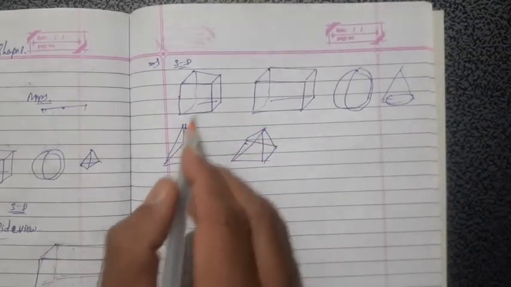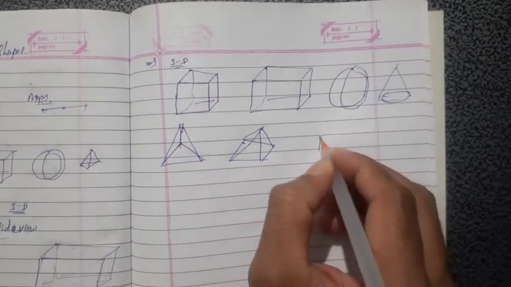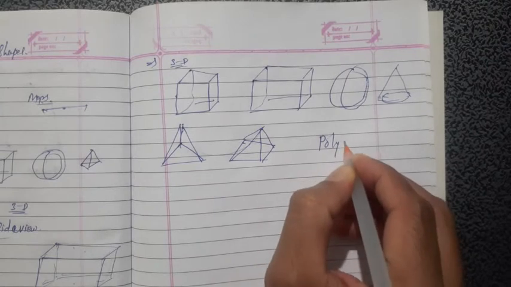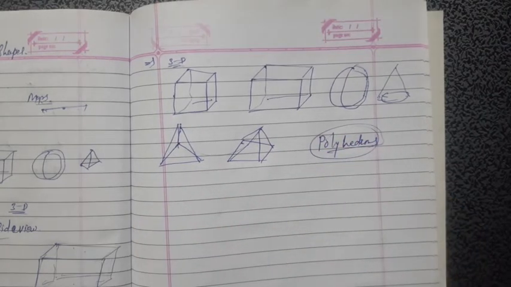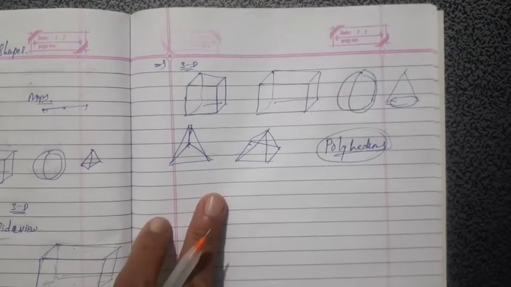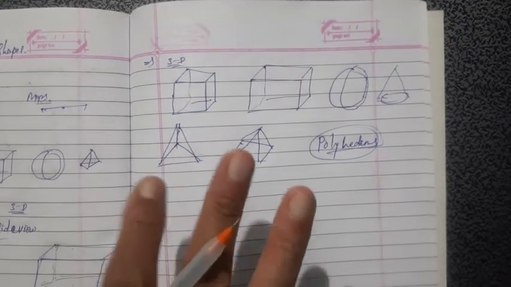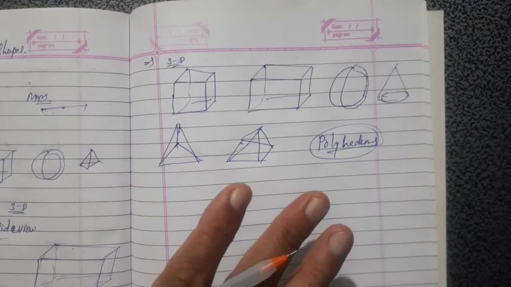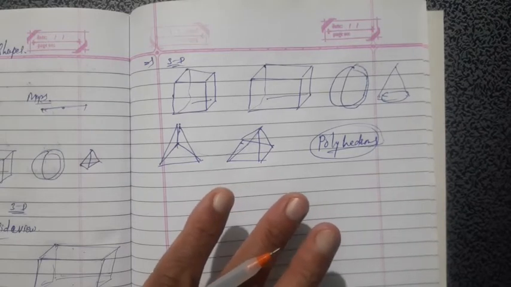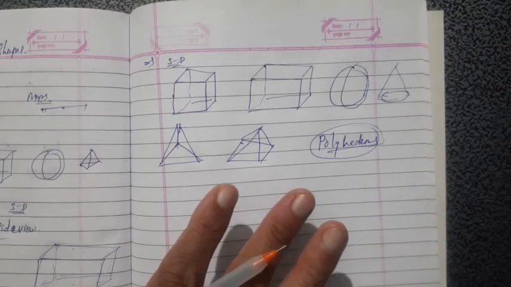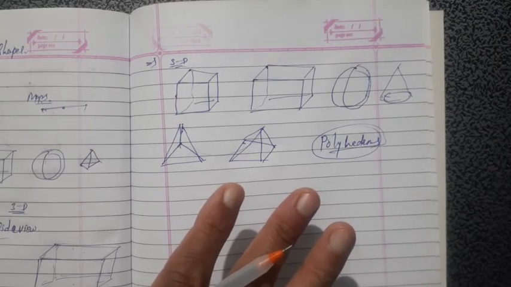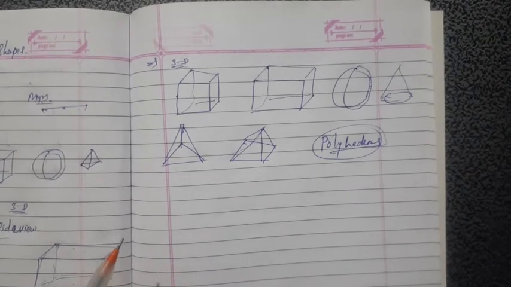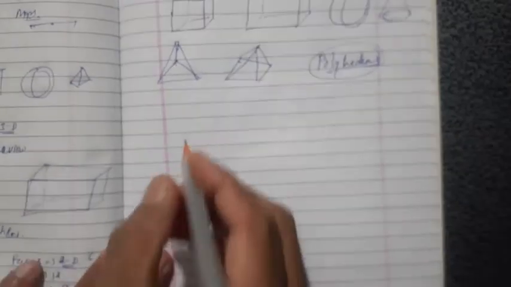They are called 3D shapes. In that, polyhedron shapes are there. So which are the polyhedron shapes? Polyhedron shapes means if the edges of objects are line segments and they meet at vertices which are points, they are called polyhedrons. Okay, like that.